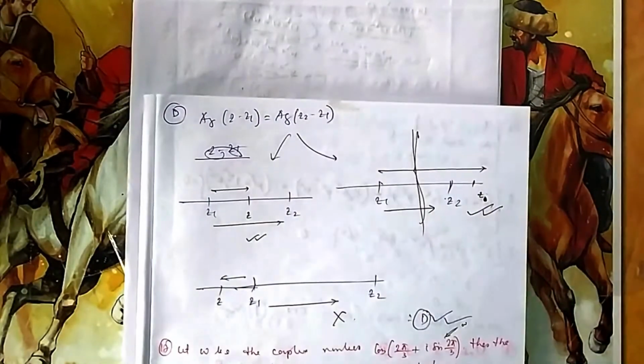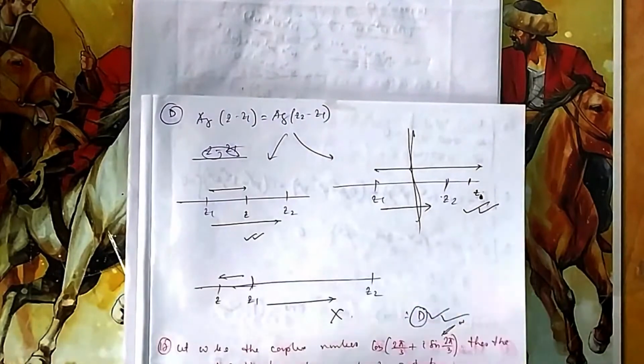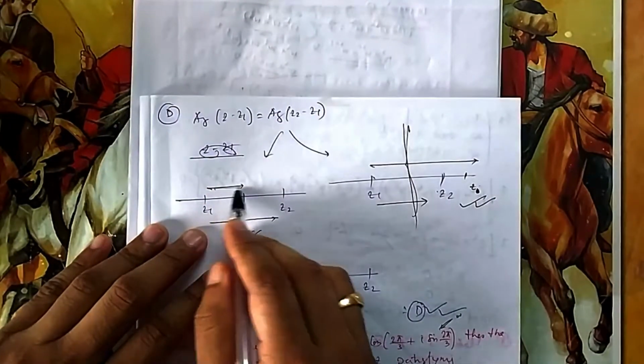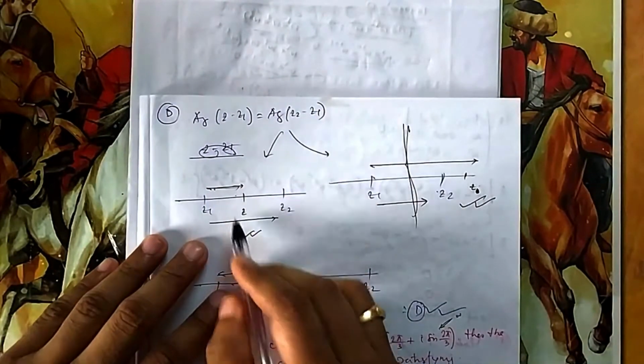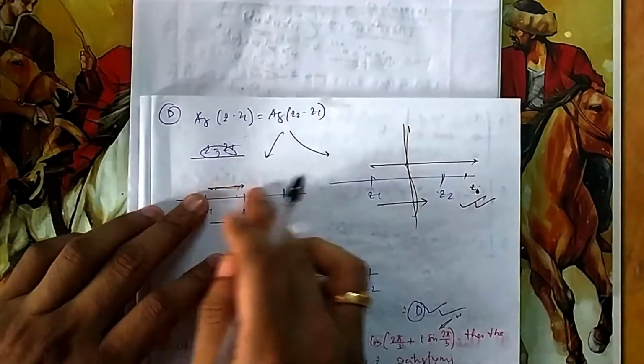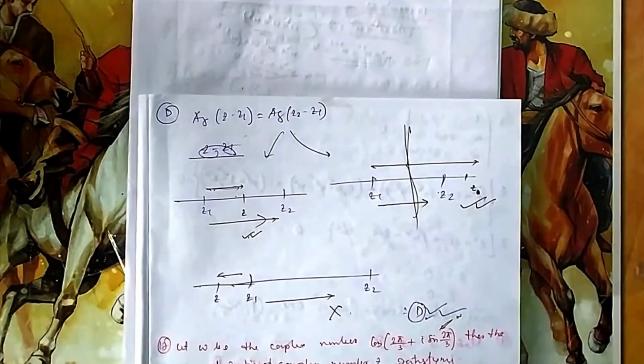Now if you come to D, the argument of z minus z1 and z2 minus z1, as in our figure, these have the same direction, so their arguments will be the same. So D is correct.